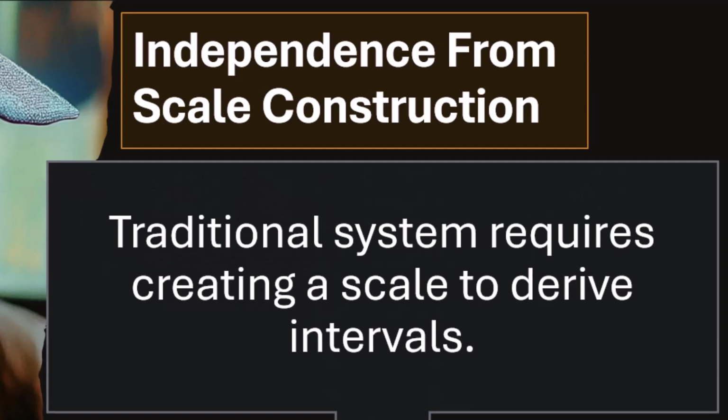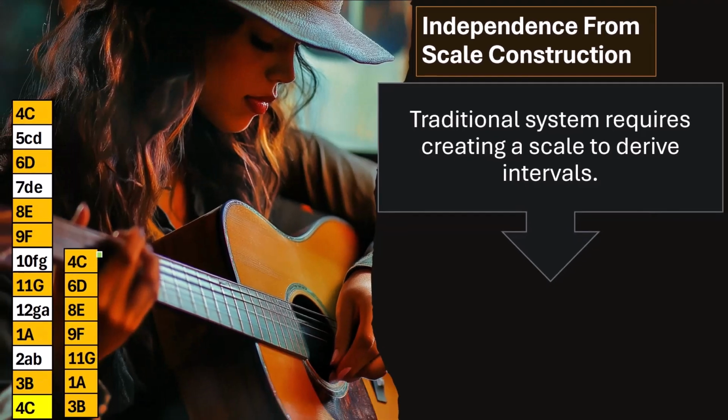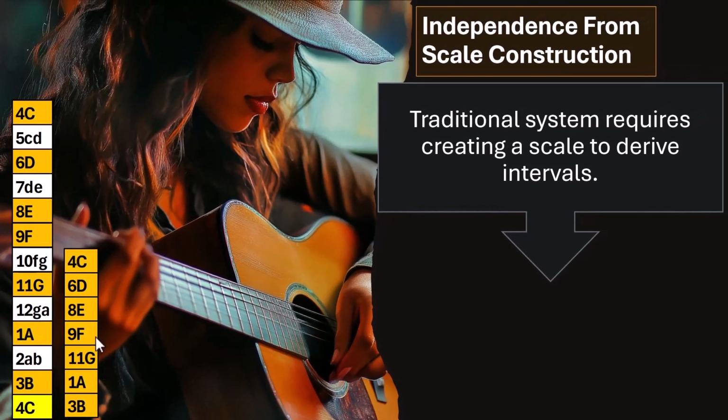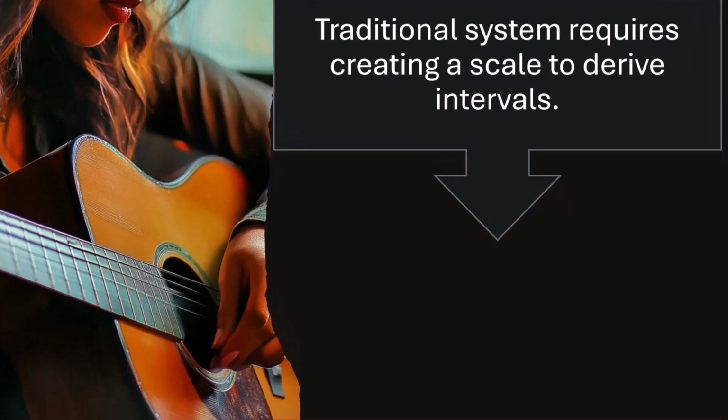The traditional system requires creating a scale to derive intervals. So once again, in order for me to determine a distance term, I need to make a scale out of something I might not want to make a scale about. It's just a collection of notes. So for me to measure from this F, it doesn't make sense for me to make a scale from the F when it's the same collection of notes. I should just start from that point and measure from that point.